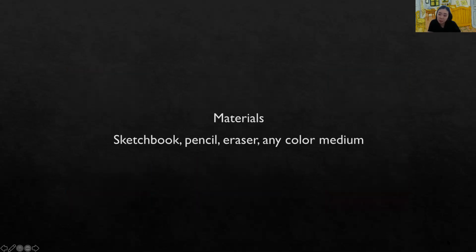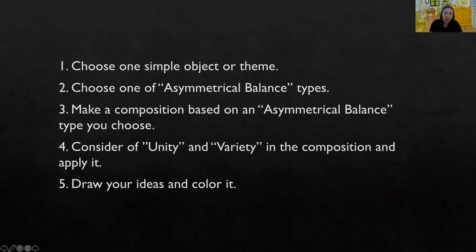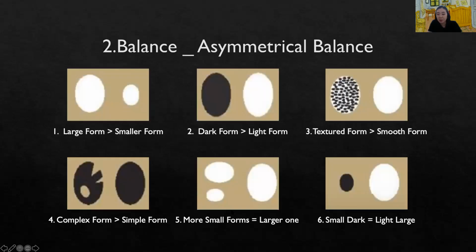So for this sketchbook project, you will need a sketchbook, pencil, eraser, and any color medium you have. So here are the steps in detail. Number one, I need you to choose one simple object or theme. And step two, please choose one of the asymmetrical balance types in these options. And choose one of them.